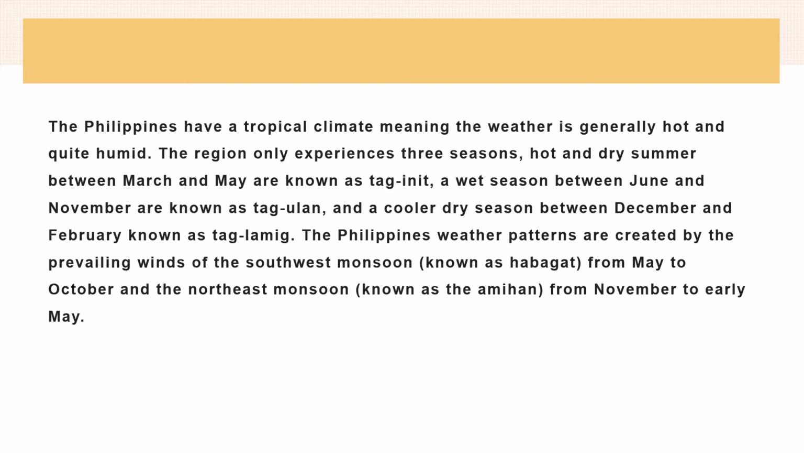known as tag-lamig. Philippine weather patterns are created by prevailing winds out of the southwest monsoon, known as Habagat, from May to October, and the northeast monsoon, known as Amihan, from November to early May.